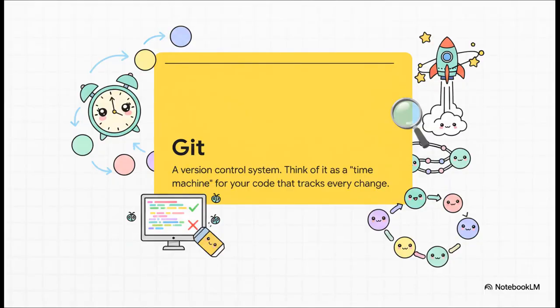Honestly, the best way to think about Git is as a time machine for your code. No joke. Every time you make a change, it takes a snapshot. So if you mess something up, and trust me, you will, you can just rewind to a version that worked. It's an absolute lifesaver, especially when you start working with other people.